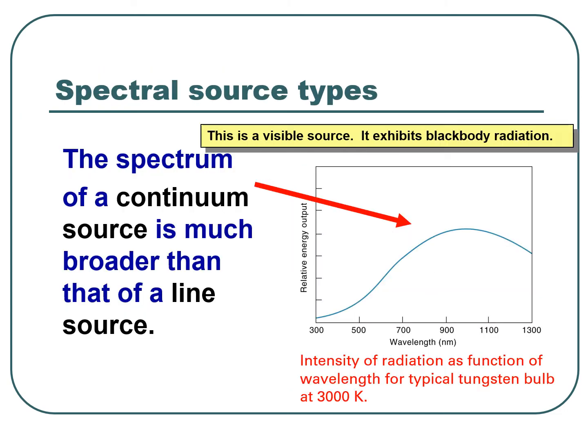The figure here shows the spectral source types. Here, this is the visible source. The spectrum of the continuum source is much broader than the line source. The continuum source is used for UV-Vis, while the line source is used for AAS.